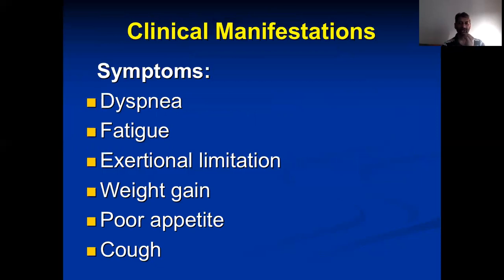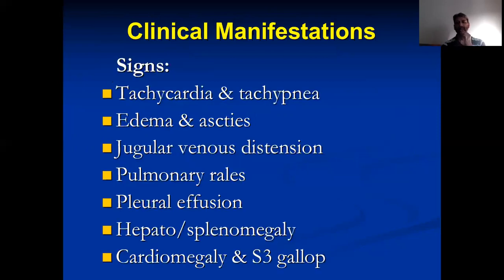And this pathology leads to dyspnea, fatigue, exertional limitation, weight gain, poor appetite, cough, and many more symptoms. These are the commonest ones. And the signs you see, from either hypoperfusion or volume overload or increased sympathetic activity, are tachycardia, tachypnea, edema and ascites, jugular venous distension, pulmonary rales, pleural effusion, hepatosplenomegaly, cardiomegaly, and S3 gallop. And there are much more as well. Here I am just mentioning the common signs and symptoms.